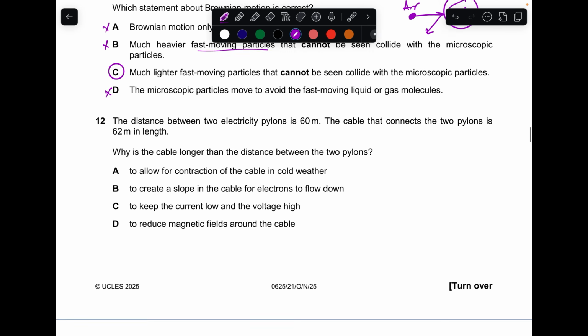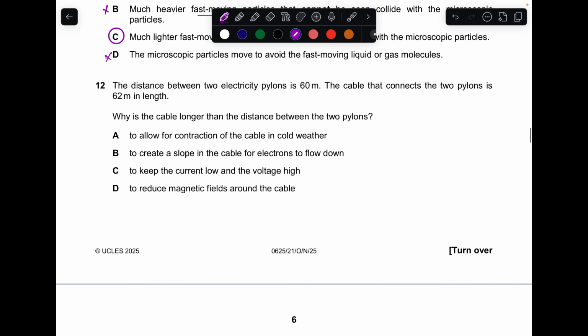C is the correct one. In question 12, the distance between two electricity pylons is 60 meters. You can take this as a tower. The cable that connects the two pylons is 62 meters in length. Why is the cable longer than the distance between the towers? Let's suppose there is one big tower and another big tower. If you see, mostly the cables are loosely hanging like this.